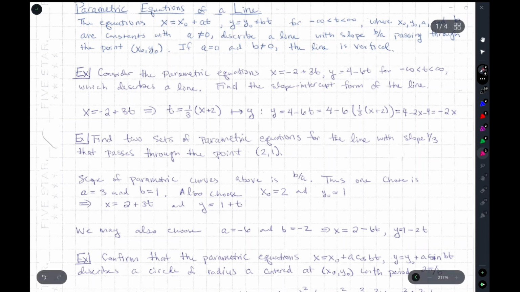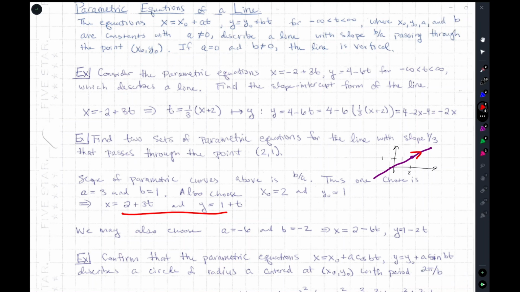So if we draw this out, very crudely there, okay, here's the point (2, 1). That's our line there. But in the top description, the orientation is going to the top right, whereas in the bottom one, the orientation is going down. Okay, so that's something to keep in mind.